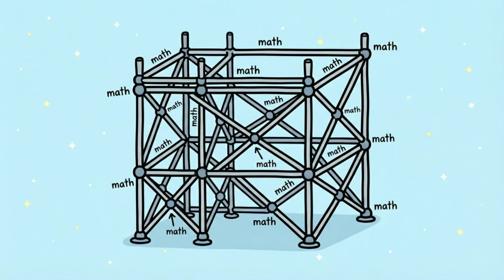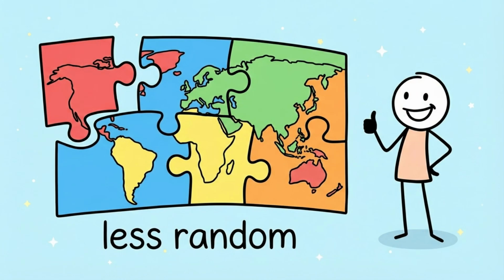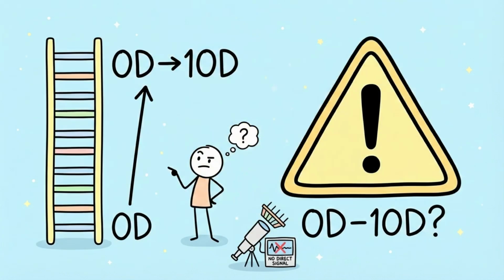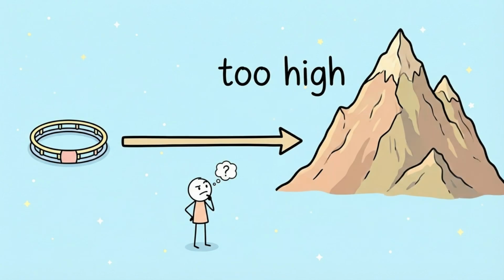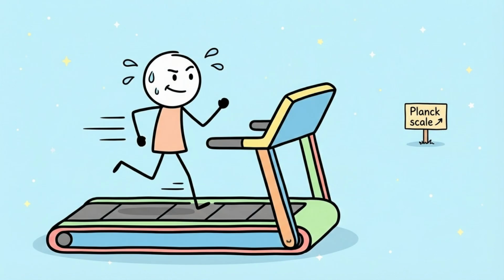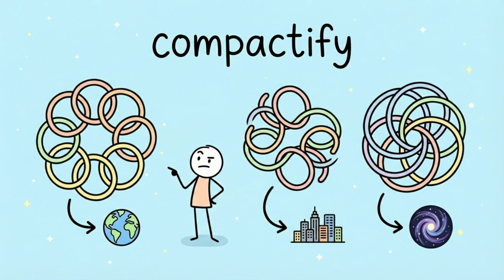So is M-theory proven? No. It's a powerful mathematical framework and a web of relationships that makes the whole string theory landscape feel less arbitrary. But we don't yet have direct experimental evidence for strings, branes, or extra compact dimensions. The scales where these effects become obvious might be far beyond what our accelerators can reach, and many versions of the theory can lead to different low-energy worlds depending on how the extra dimensions are compactified.